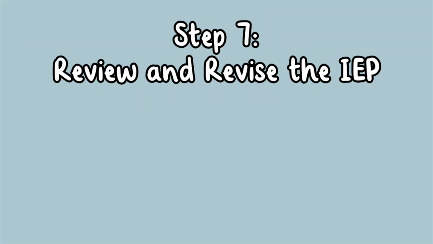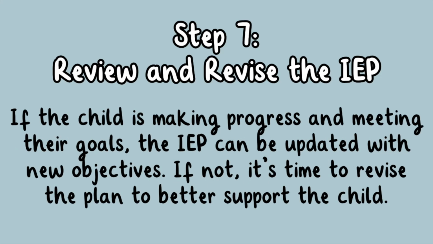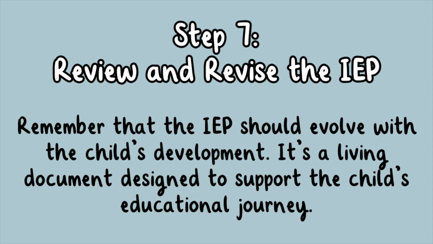Step 7. Review and revise the IEP. Finally, the IEP should be reviewed at least annually to ensure it's still meeting the child's needs. If the child is making progress in meeting their goals, the IEP can be updated with new objectives. If not, it's time to revise the plan to better support the child. Remember that the IEP should evolve with the child's development. It's a living document designed to support the child's educational journey.